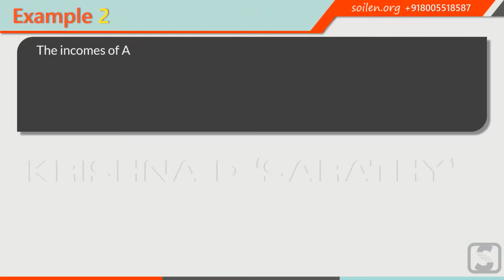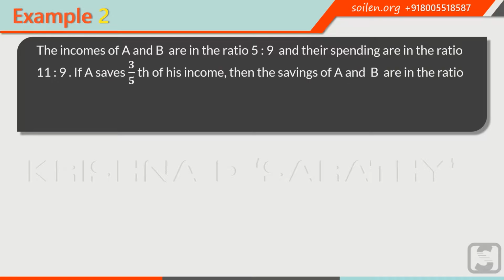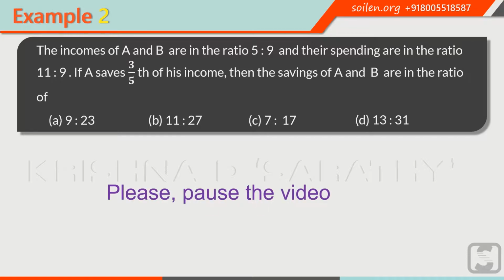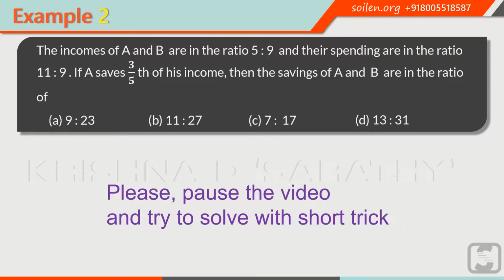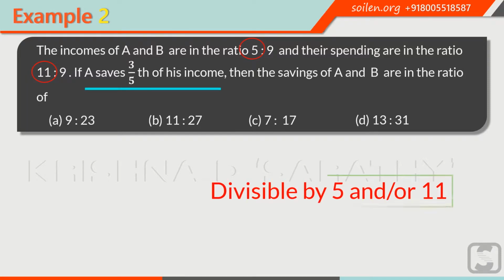The incomes of A and B are in the ratio 5:9 and their spending are in the ratio 11:9. If A saves 3/5 of his income, then the savings of A and B are in the ratio of. Please, pause the video and try to solve with a short trick. Again, this is almost the same question as the previous one with one minor change. Here, A's income is 5 and spending 11. The change is A saves 3/5 of his income, so the answer must be divisible by 5 or 11.